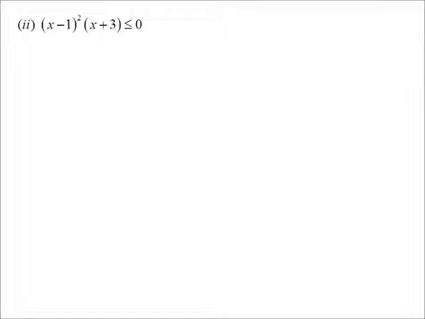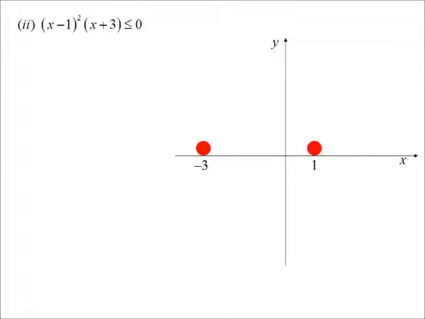Let's solve this inequality then. x minus 1 squared times x plus 3 is less than or equal to 0. Again, I'll just use the graph. Here's my axes. I know I've got an x-intercept at 1, and I've got one at negative 3 as well. They're, in fact, the critical points of this inequality I want to solve. I know the graph's going to look like that.